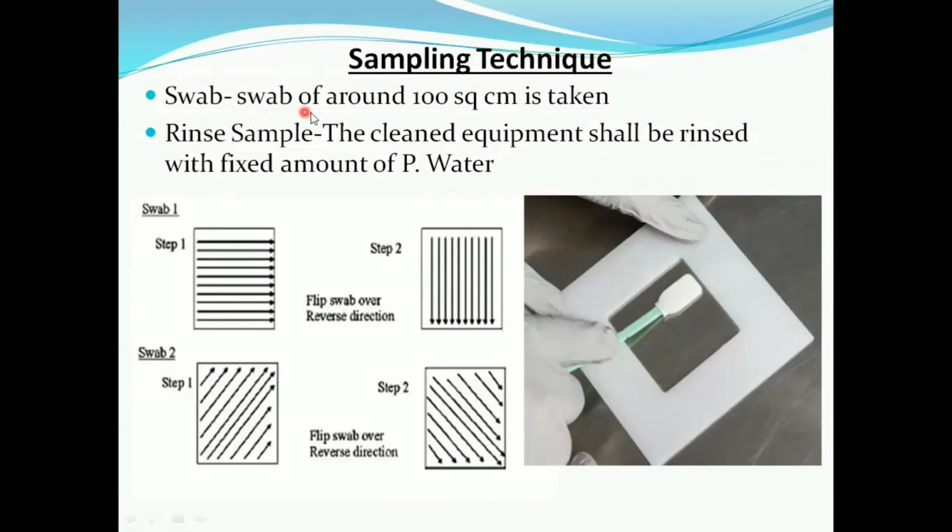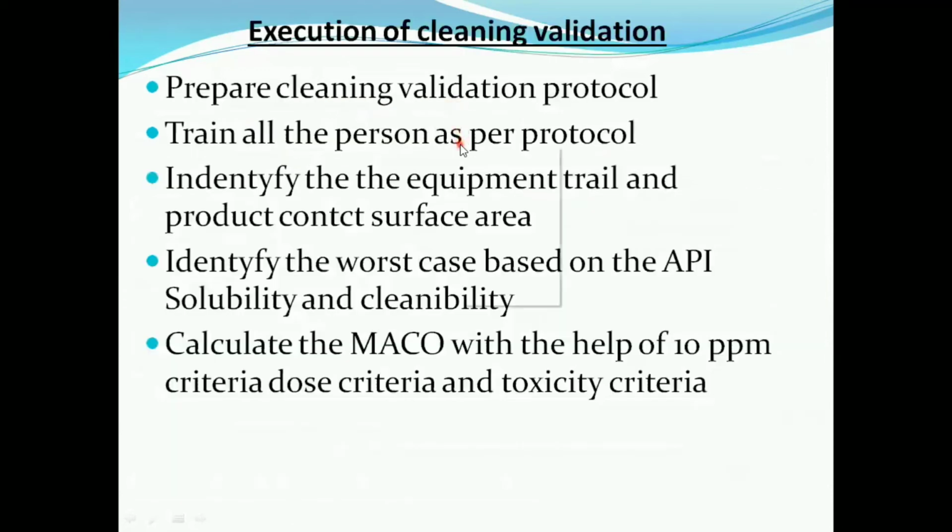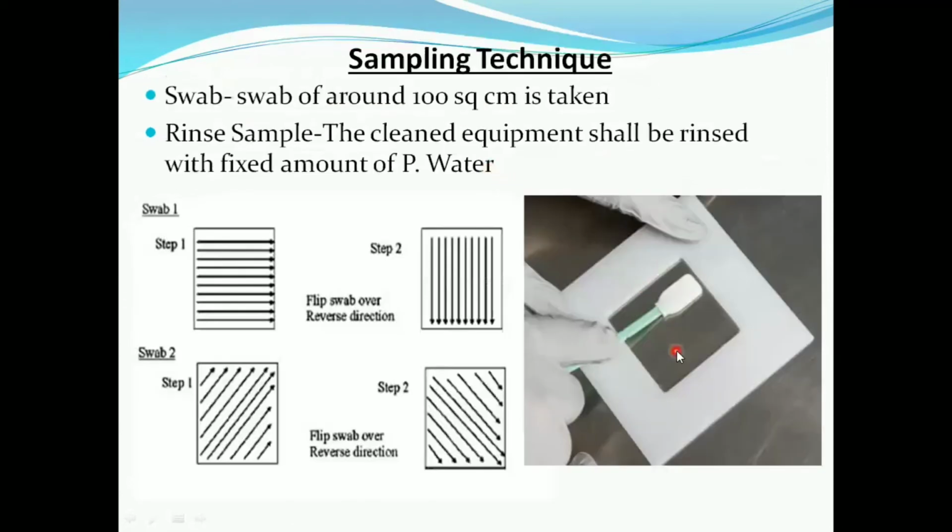A swab area of 100 square centimeter is taken like this. This is 100 square centimeter. Then rinse sample: the cleaned equipment shall be rinsed with a fixed amount of water. Friends, here I have shown you we have taken two steps. For taking the swab, in step 1 we will do horizontal stroking, then vertical stroking. In step 2, we will do diagonal strokes.